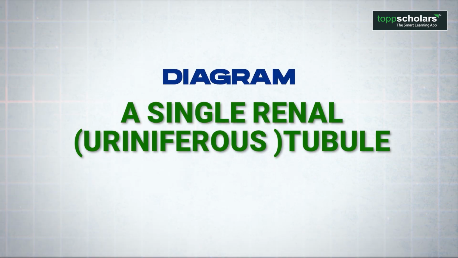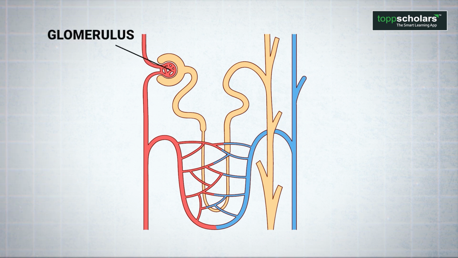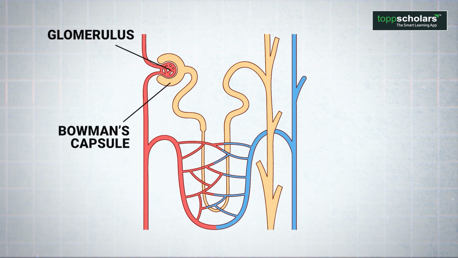Next diagram is a single renal urinariferous tubule. Let's see its label one by one. First one is glomerulus. Glomerulus is the part where the filtration process begins. The second one is Bowman's capsule, renal capsule, which surrounds the glomerulus, which looks like a cup. It collects the filtered fluid, called filtrate, that comes out of the glomerulus.